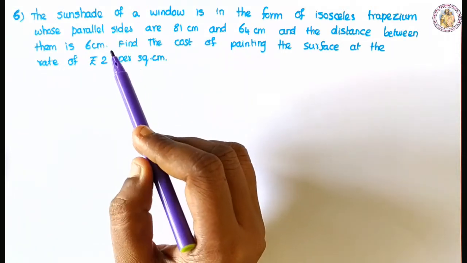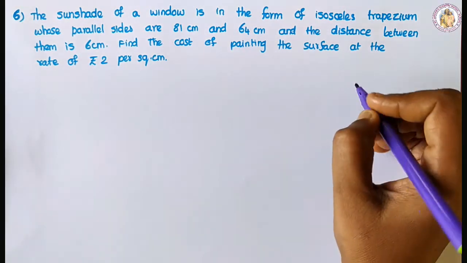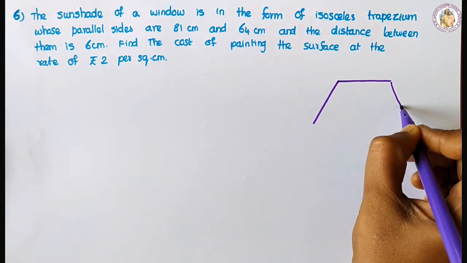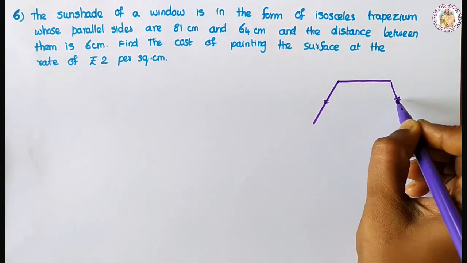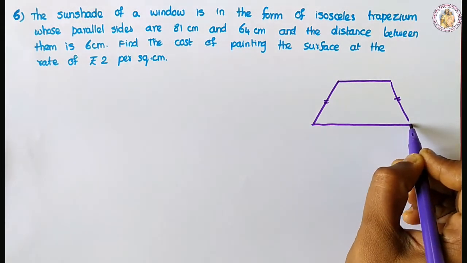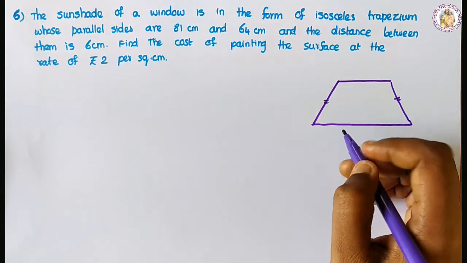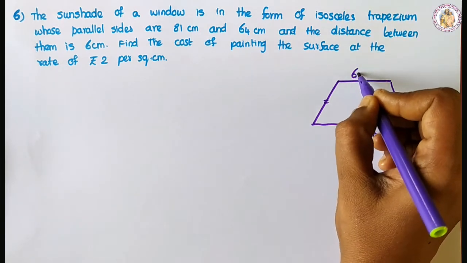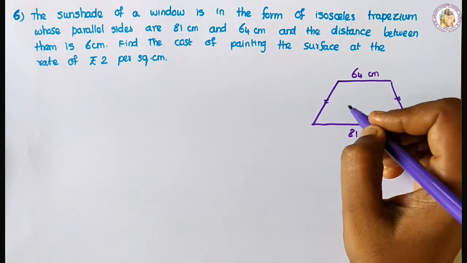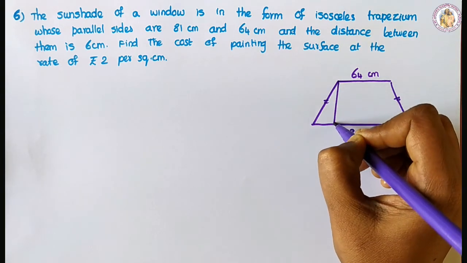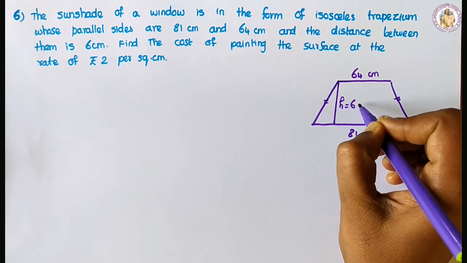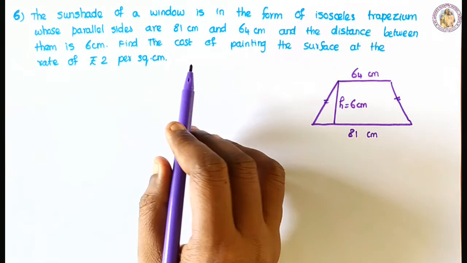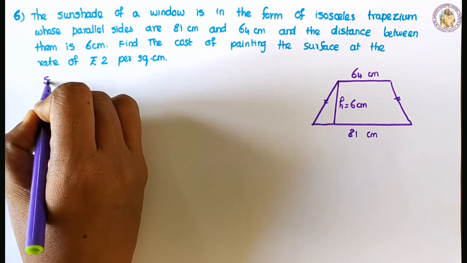Isosceles means the non-parallel sides are equal. So listen, these sides are equal. That is the isosceles trapezium. Its parallel sides are 81 centimeter and 64 centimeter. Distance between them, that is height equal to 6 centimeter. First we have to find out the area and then cost of painting.